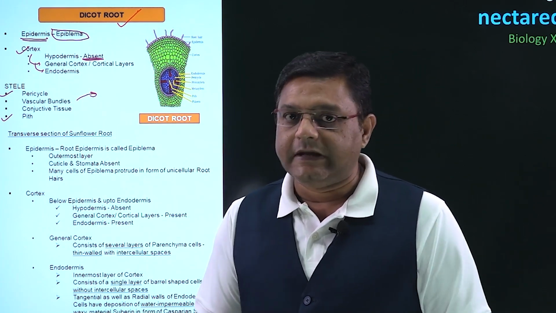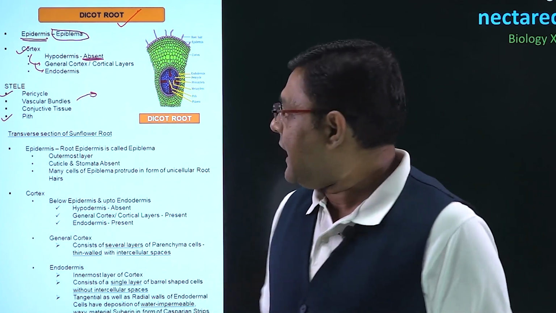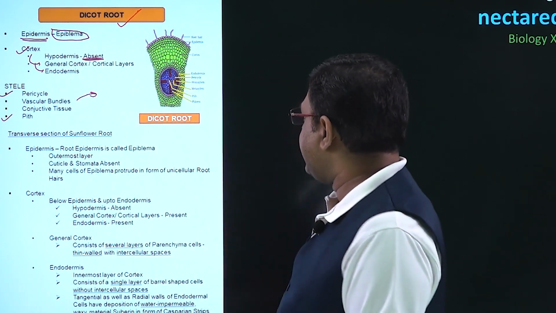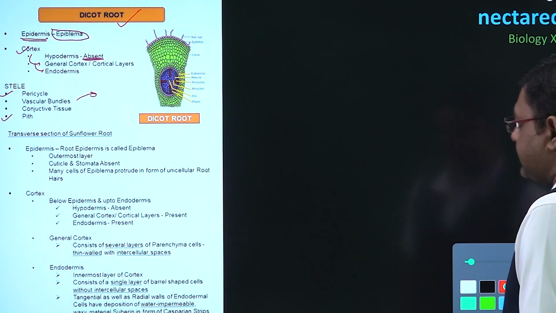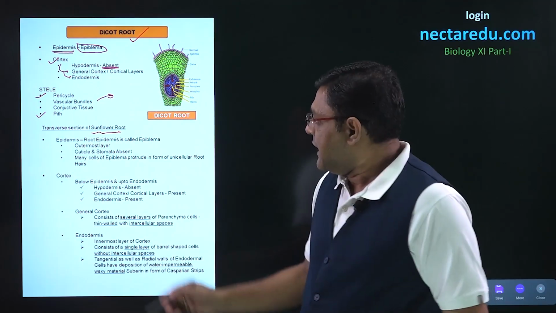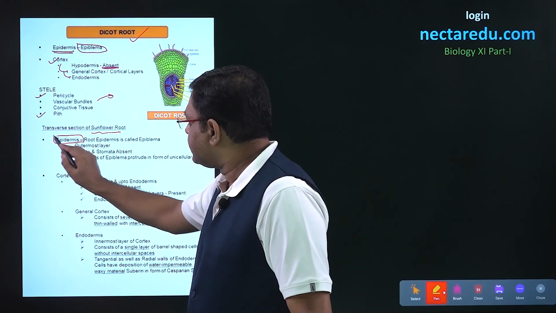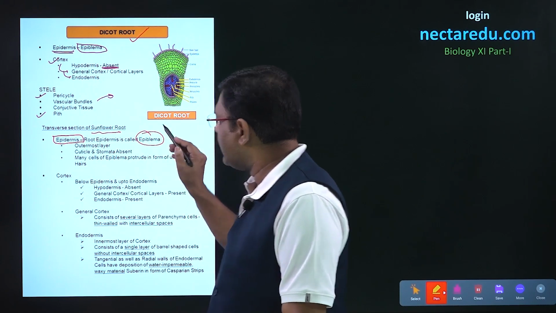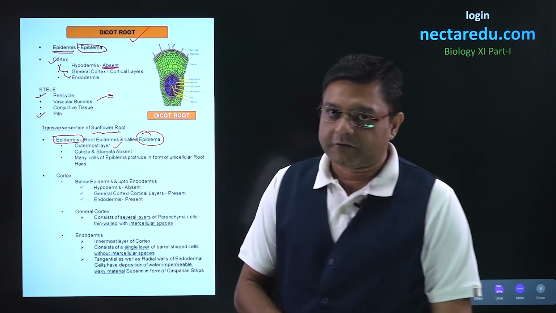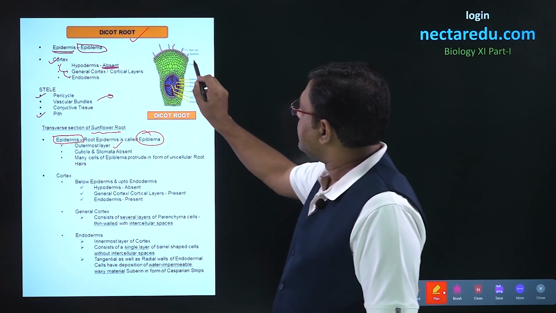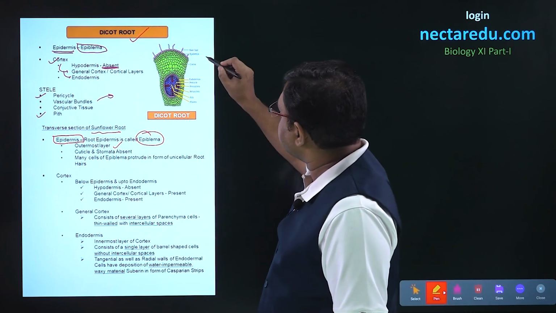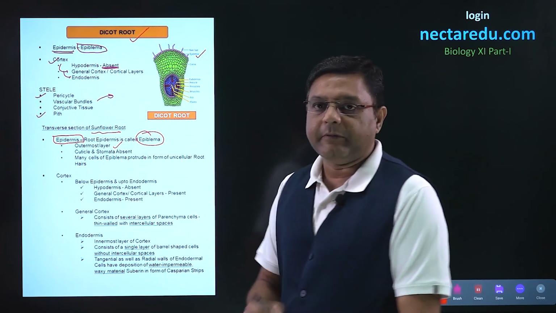Now, coming to these structures one by one, the outermost structure is obviously the epidermis, and the diagram we are discussing here is a transverse section of sunflower root. So, in the case of roots, root epidermis will be called epiblema. This epiblema is the outermost layer. In this diagram, we can see this pink colored structure, the cells. This is the epidermis or epiblema.